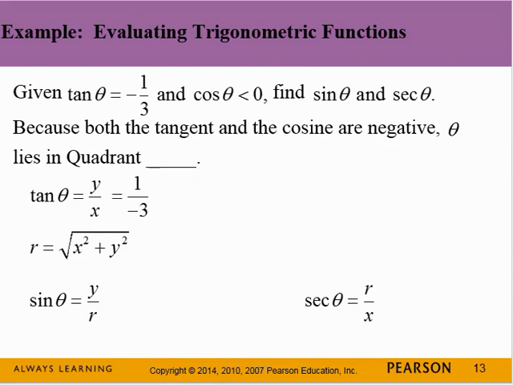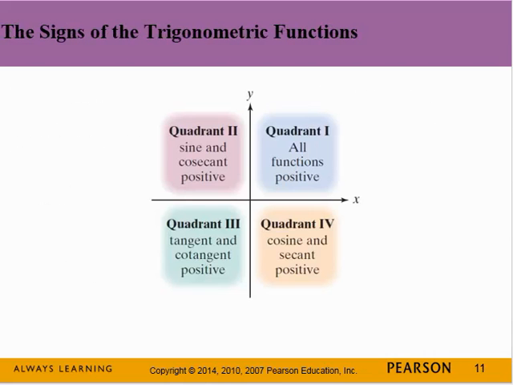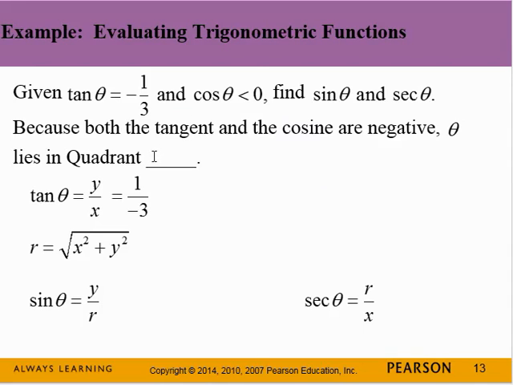So if you're given tangent theta equals -1/3 and your cosine is less than 0, find the sine and secant. So because both tangent and cosine are negative, theta lies in which quadrant? So you want tangent and cosine to be negative. Everything's positive in 1. Sine and cosecant are positive in 2. So which ones are negative? So it lies in quadrant 2. Because both your tangent and cosine would be negative.